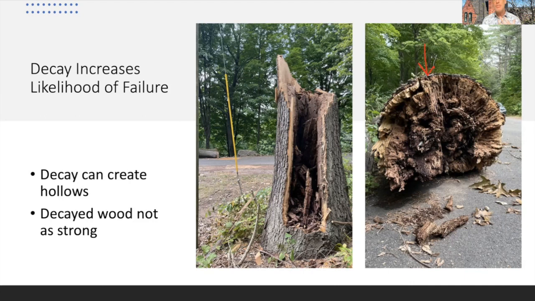So either the decay process creates a hollow, and as a result, there's not as much wood physically present to support the loads that the tree experiences, or the wood may still be present, as the image on the right shows, but it is degraded enough that it no longer has the same strength. So it no longer has the same load-bearing capacity. And again, the tree is at a greater likelihood of failure.